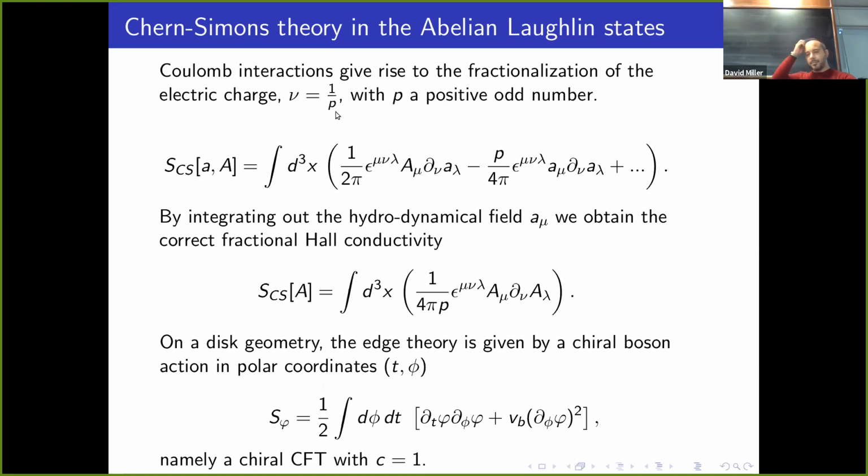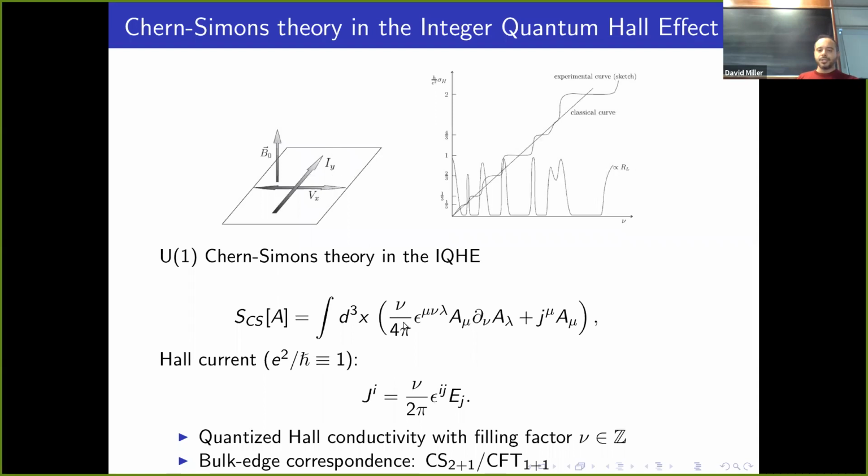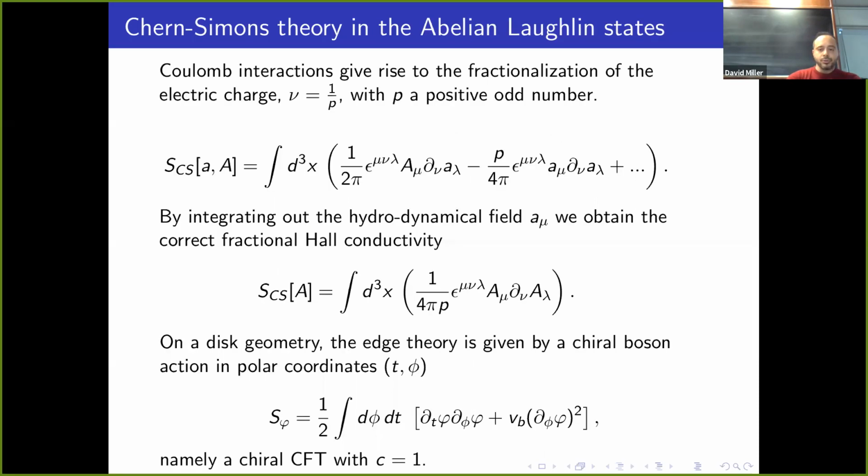Now, if people remember also many works from the 80s, we know that the level of Chern-Simons needs to be an integer. So here we cannot just say, okay, let's put now this 1 over P and end of the story. It doesn't work because the level of Chern-Simons needs to be quantized. So then the trick is simply to introduce an extra degree of freedom, a so-called hydrodynamic field, an emergent gauge field that I call a small a.